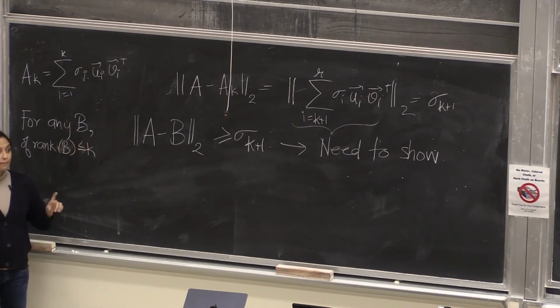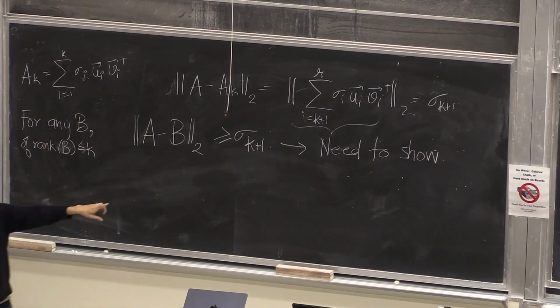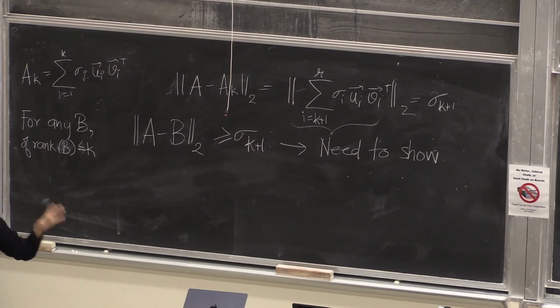Yes, question? Can you repeat what we're trying to prove? We're trying to show that for any B that is of rank K, right? So take that optimization problem over there. We want to show that the argmin is AK. So that means what we want to show is we choose any B that is not AK, we have to do worse than AK does. Right? So AK we know gives us the value sigma K plus 1. We want to show any other B does worse. Everyone with me? Okay, good.